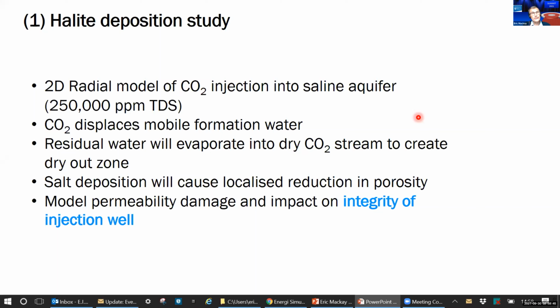During this process, the injected CO2 displaces the mobile formation water in a kind of Buckley-Leverett type displacement process away from the injection well.